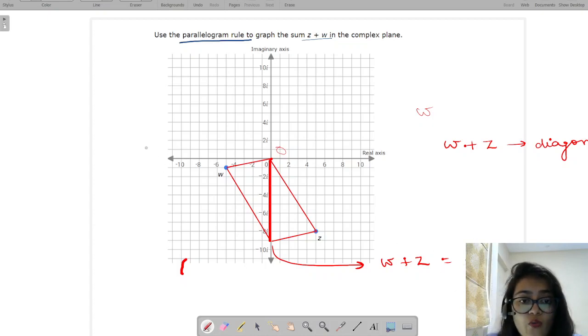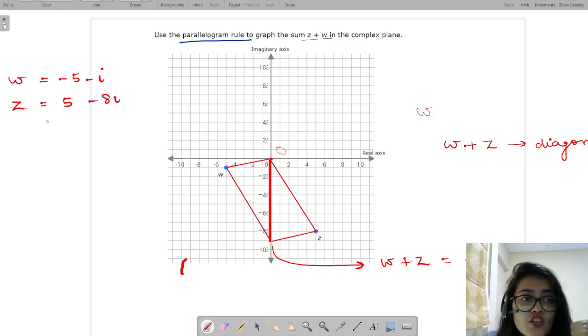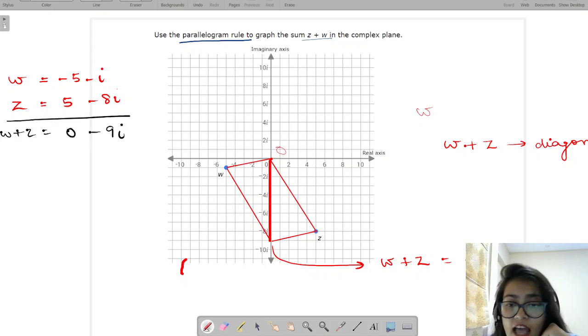Now if you want to verify your answer, you can do that as well. We had w as -5 minus i, and z as 5 minus 8i. If you add them algebraically, you get w plus z equal to -5 plus 5, which is 0, and -i plus -8i gives -9i, and that's what we got.